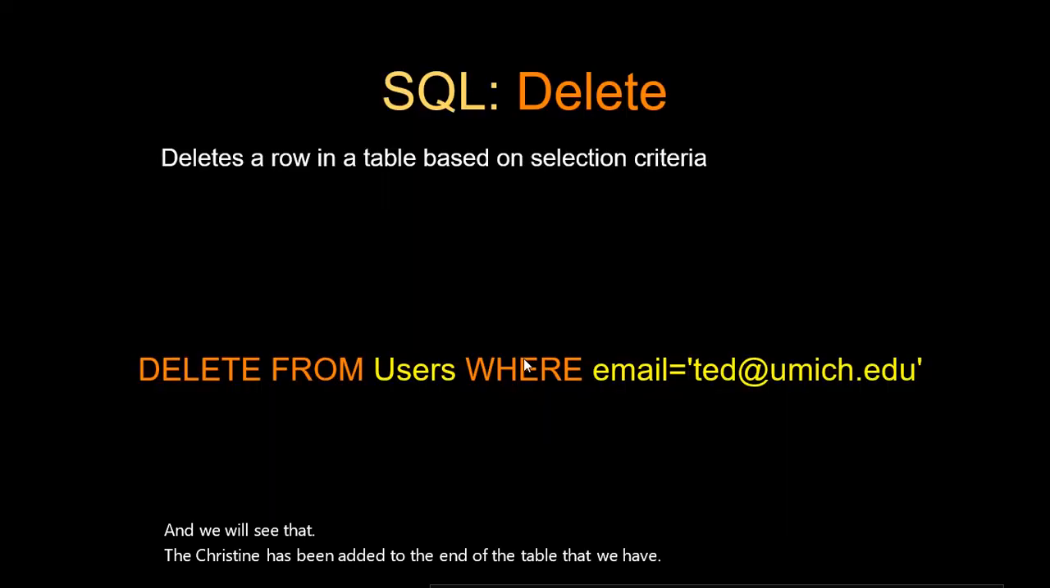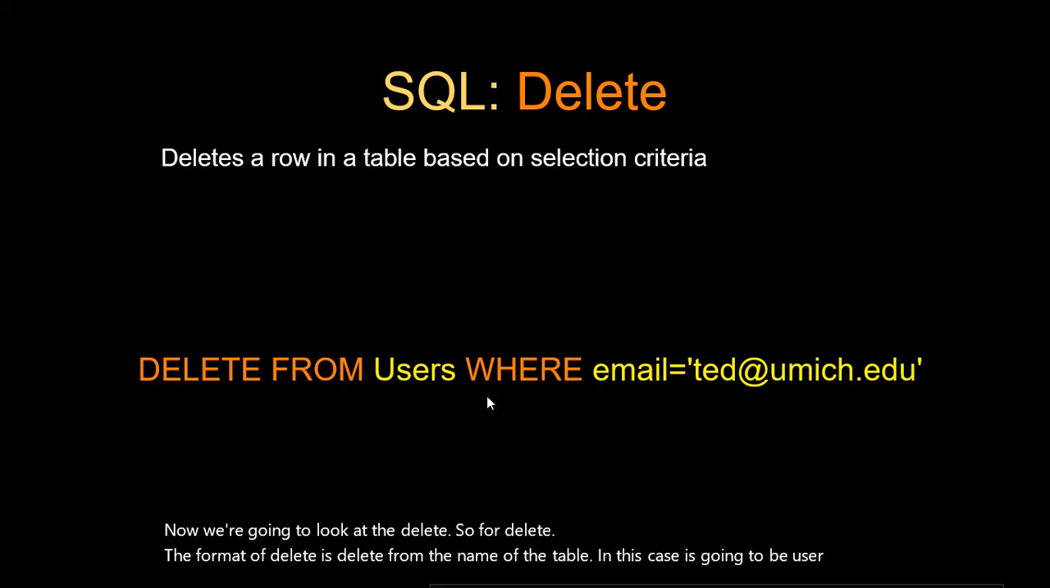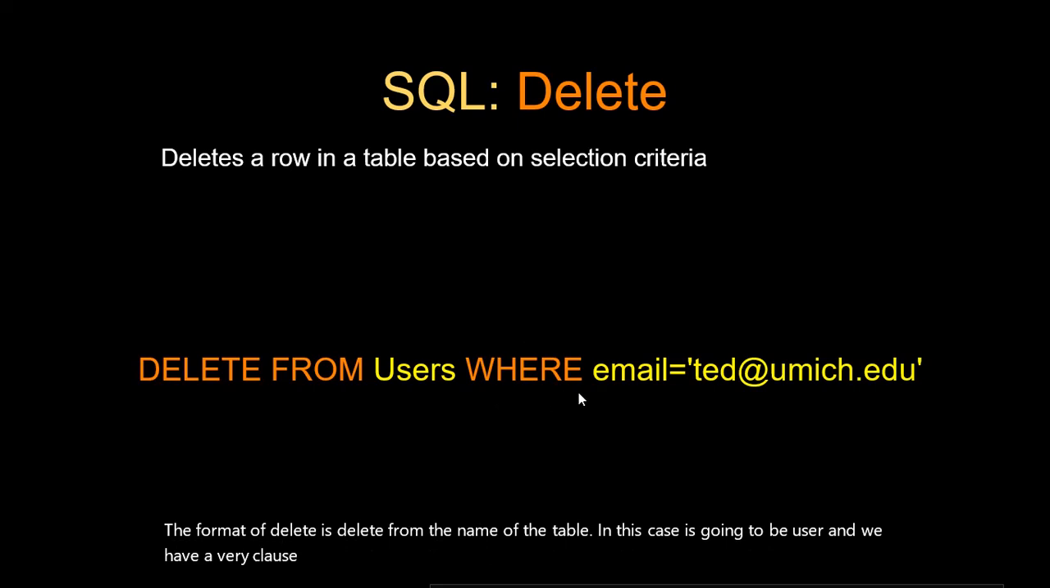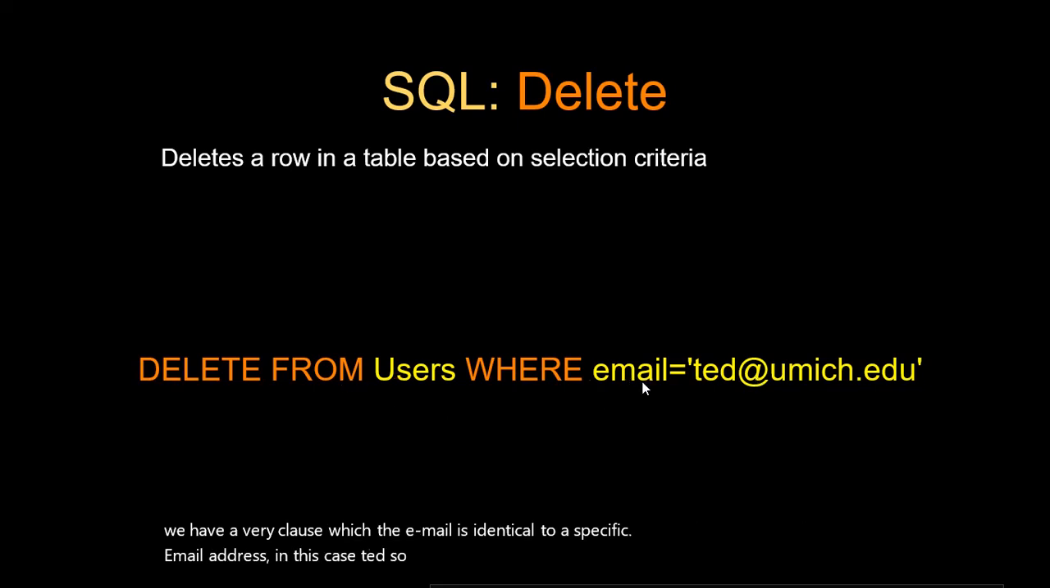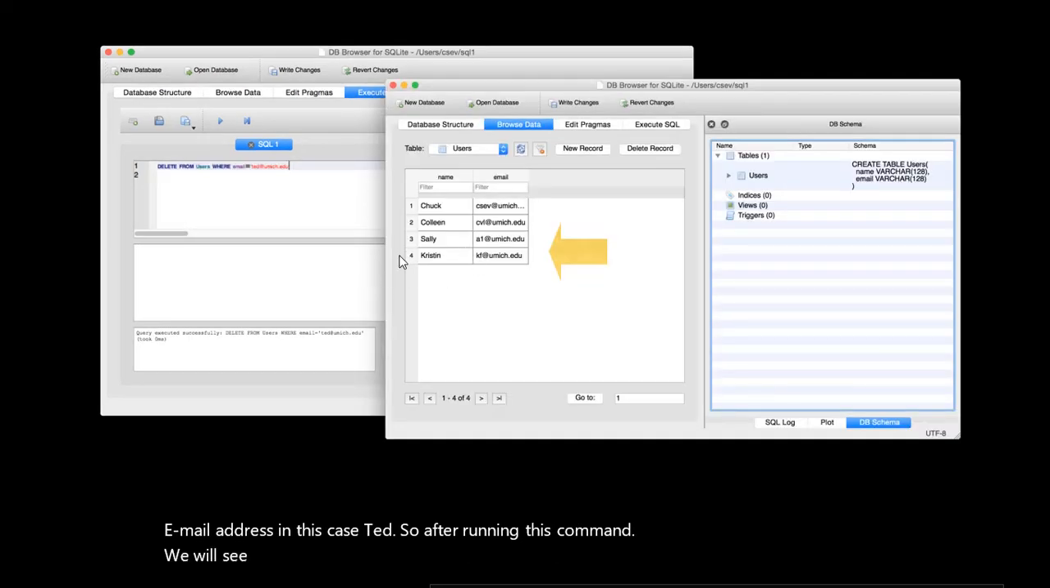Now we're going to look at the delete. So for delete, the format of delete is delete from the name of the table. In this case, it's going to be user, and we have a where clause, which the email is identical to a specific email address, in this case Ted. So after running this command, we will see that Ted's name and email address has been deleted, which previously was on row number 4.